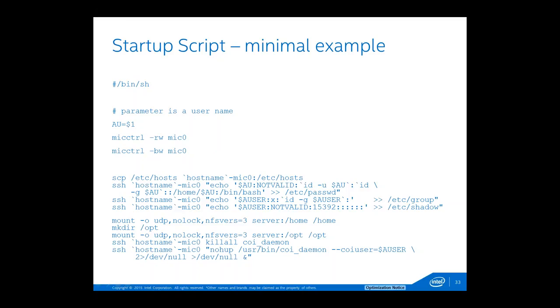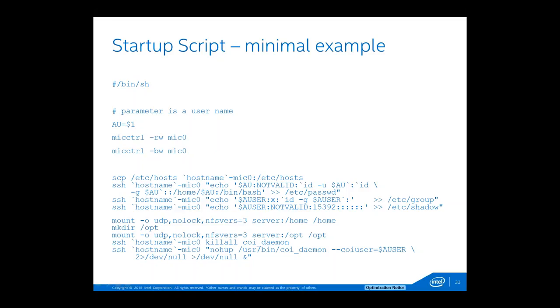Here is an example of what would happen. This script takes one item as a parameter, and that parameter is the username. I first do a reset of the Xeon Phi coprocessor, then I do a boot of the Xeon Phi coprocessor. Once the system is up, I copy over the host file to be up to date, and then I add those three lines to /etc/passwd, /etc/shadow, and /etc/group on the Xeon Phi coprocessor that are necessary for this specific user running the job.